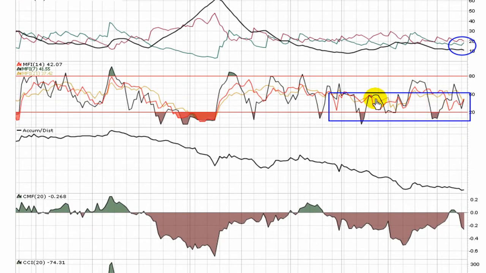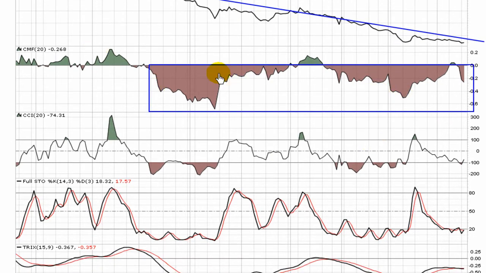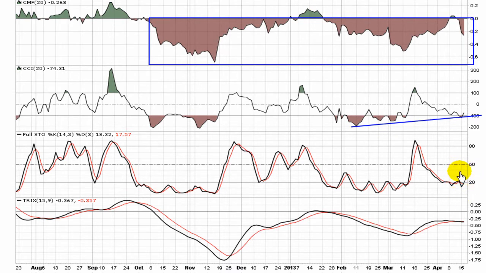Relatively bearish look in the money flow index over the last few months. Accumulation distribution in a pretty solid downtrend. Of course, the price per share has just been getting pummeled. Chaikin money flow has generally been below zero, saying that selling pressure is outweighing buying pressure. CCI down low. To find a silver lining there, it's trying to hold above negative 100, and generally speaking, it's been making higher lows over the last couple months. Full stochastics down below 20, basically telling me that there's just no bullish momentum in the play. But again, what would I expect with the way the price per share is falling?